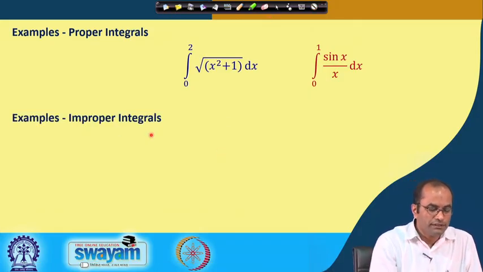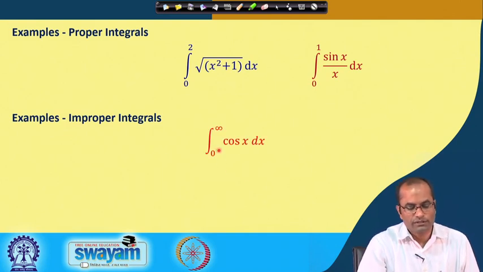Coming to the improper integrals. Here we have, for example, the integral from 0 to infinity of cos x dx. This is the improper integral of kind 1 or the first kind, because here in the limit we do see infinity, but the integrand at any point is bounded. So, this is the integral of first kind.